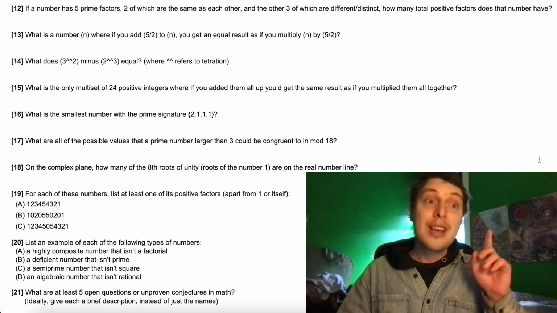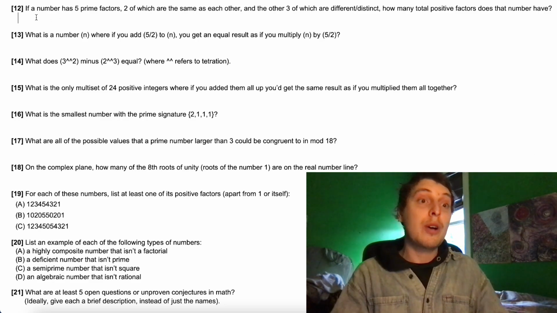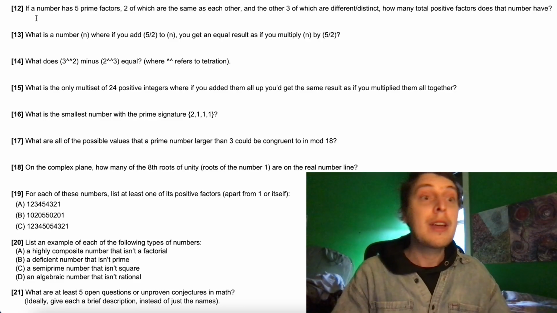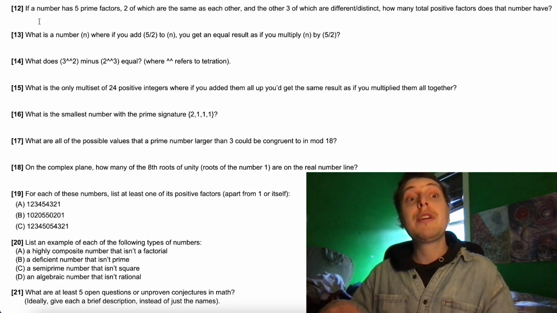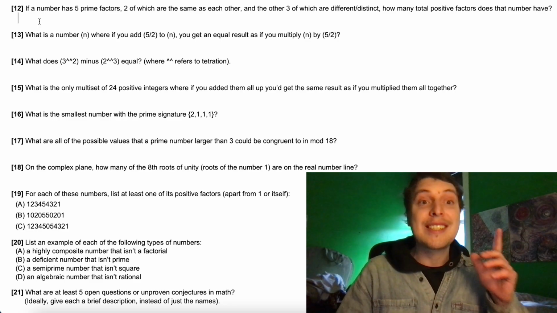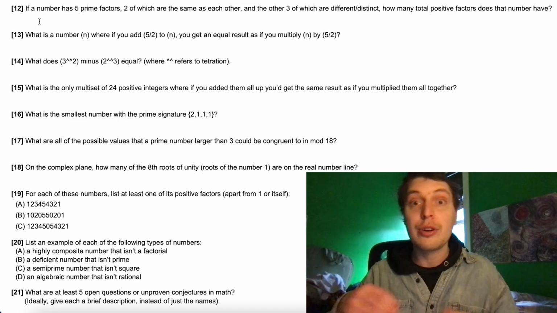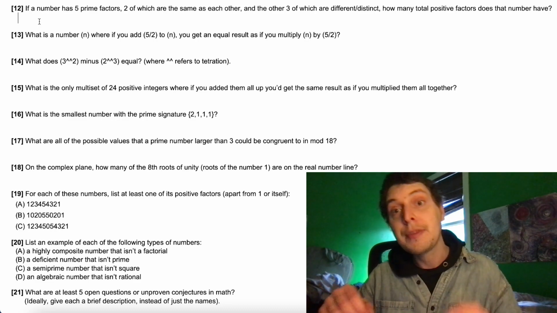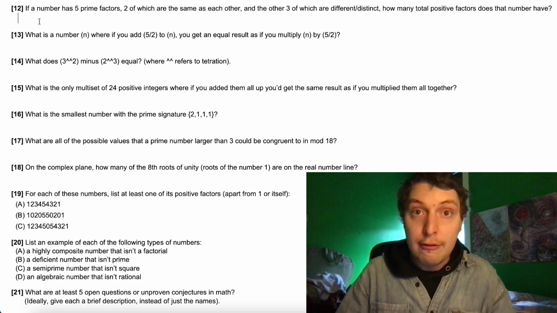In any case, here I'm going to go through one at a time, each of these answers, as well as a brief couple steps of how you could solve them. In this first question here, number 12, I asked, if a number has 5 prime factors, 2 of which are the same as each other, and the other 3 of which are distinct, or otherwise known as different, not allowed to be copies of each other, how many total positive factors does that number have?